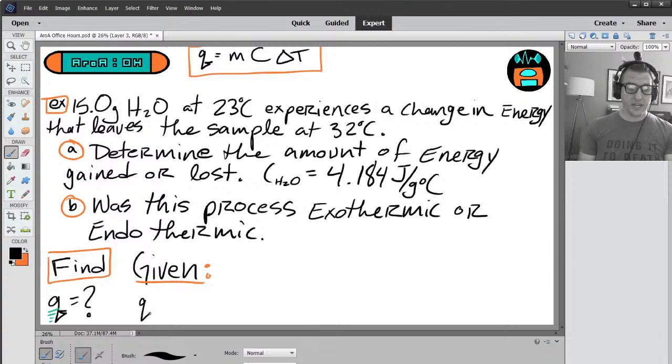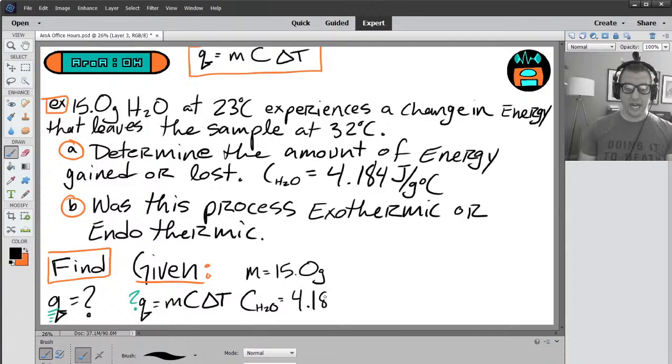So we're asked to find Q. Q is equal to M times C times ΔT, right? Q equals MCΔT. So to find Q, we need to know mass, specific heat, and change in temperature. Now let's look at the quantities given. We are given a mass, right? We have 15.0 grams of water. We're given the specific heat capacity of water, which is 4.184 joules per gram degree C.